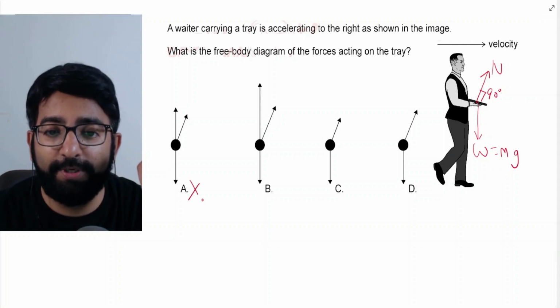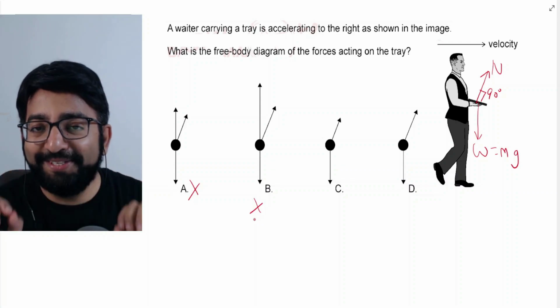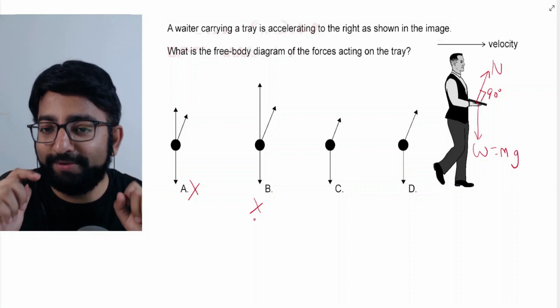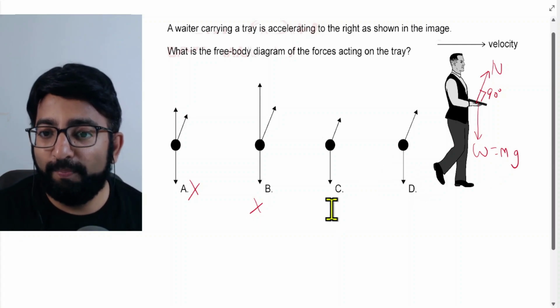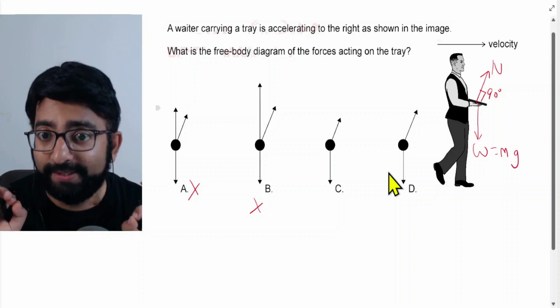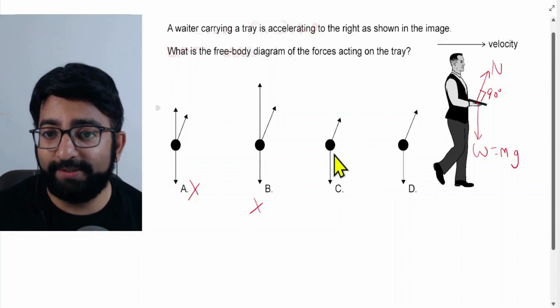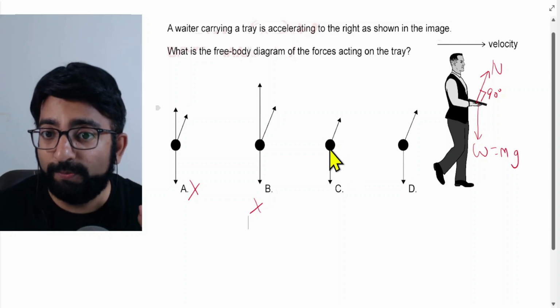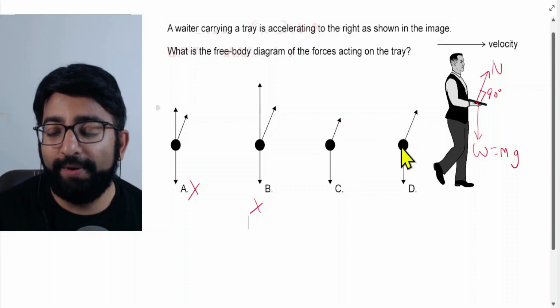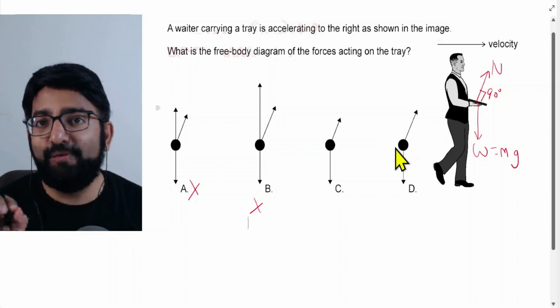Hence, option A and option B can be discarded. Now, this is where it gets a little tricky, because if you look at option C and option D, they look pretty similar. In both C and D, we have a downward arrow, which is the weight of the object. That is correct. But what about the normal reaction? In option C, the arrow length of the normal reaction is smaller as compared to the arrow in D. So, which option do we pick?